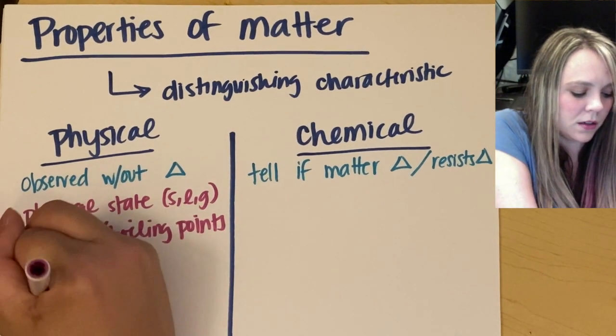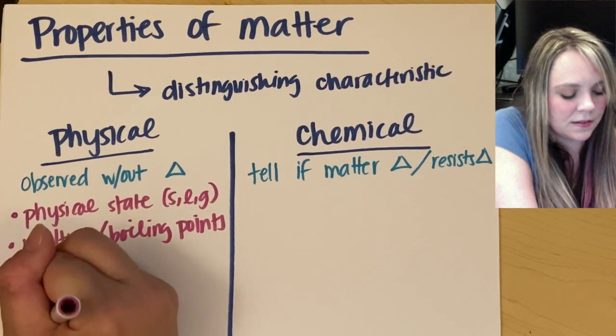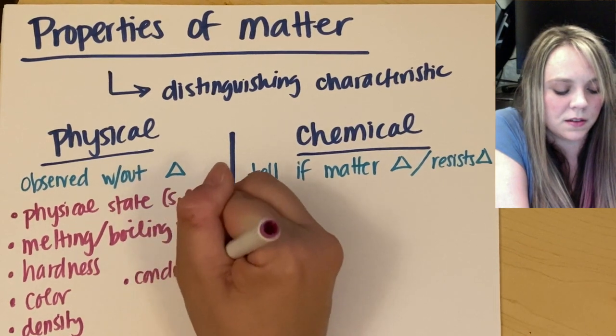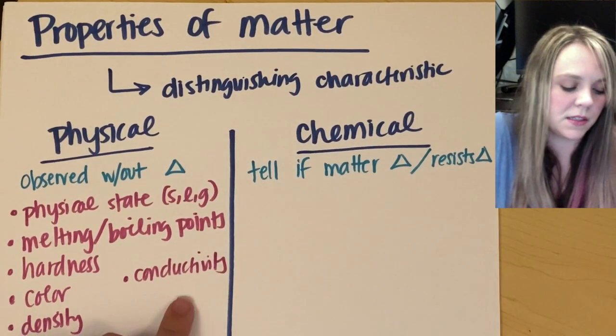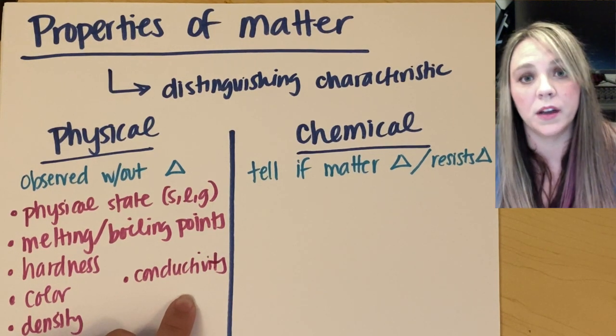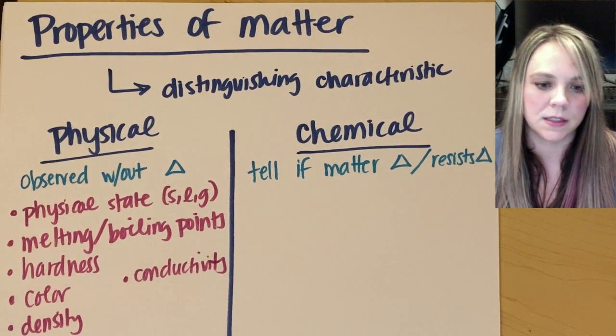You have color, density, running out of space here, conductivity. That means, will this substance conduct electricity? Will it conduct heat? Or will it not? That's a physical property about the substance itself.